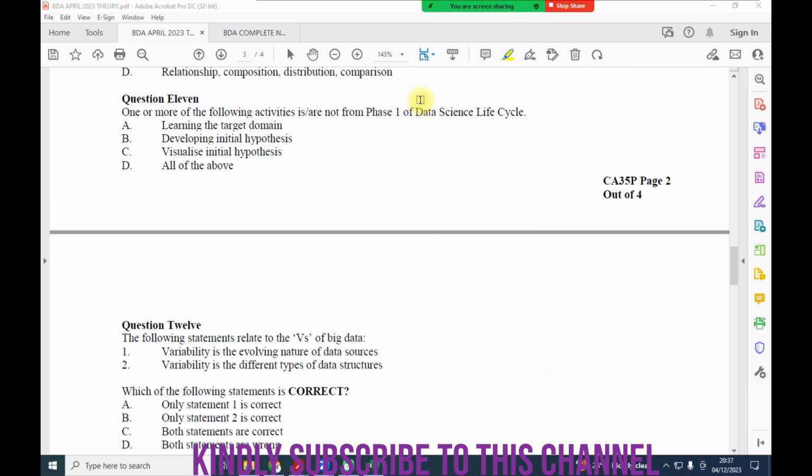Data science life cycle, you can remember what we are looking at, the data life cycle. So we have learning the target domain, then developing initial hypothesis, then visualizing the initial hypothesis, and then all of the above. They just need one or more of the following activities that are not from phase 1 of the data science life cycle. So from phase 1, remember the phases, there were 6 phases that we were looking at in the previous.